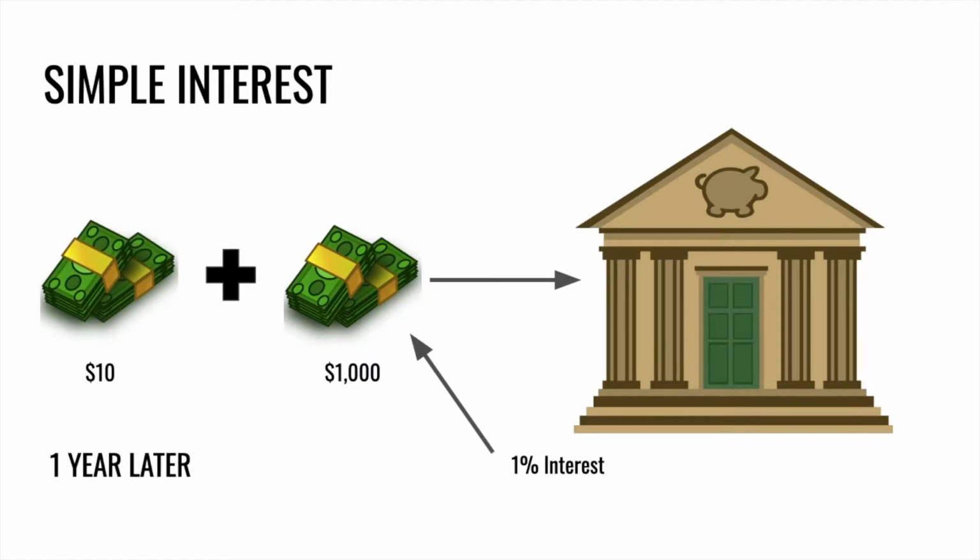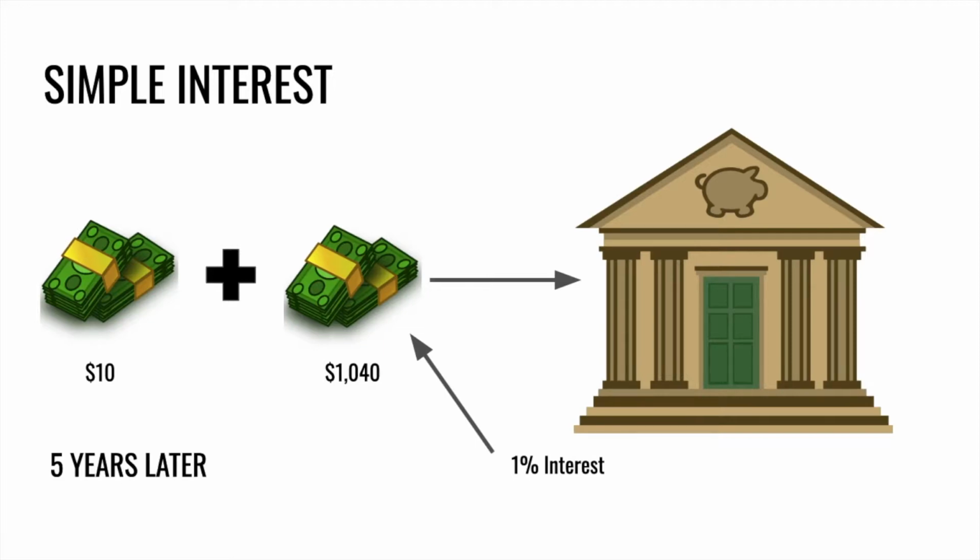So what does that mean for you? Well, after 1 year, the bank would have paid you 1% interest on 1,000. So 1% of 1,000 is $10. So you would have that $1,000 you initially had at the beginning, plus $10 more in interest at the end of 1 year. But let's fast forward now, 5 years later.